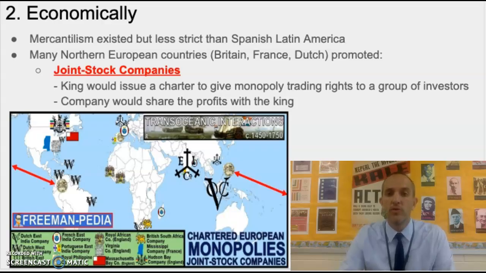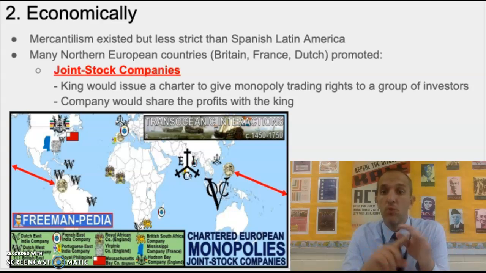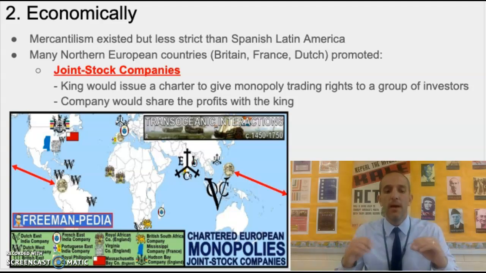Most Northern European countries, and when I say Northern European, I'm talking about the British, the French, the Dutch, most of those are going to promote what's called joint stock companies. So you might have heard of the British East India Trade Company. That's a joint stock company. Essentially what the King of England says is, we want to trade in India, but I don't want a million different merchants from Britain going there where I don't have any control over them. So what I'm going to do as the king is issue a charter, and I'm basically going to say, I'm going to allow one company to do all the trade in India, or in this case, East India, which is India. And I'm going to allow that one company.